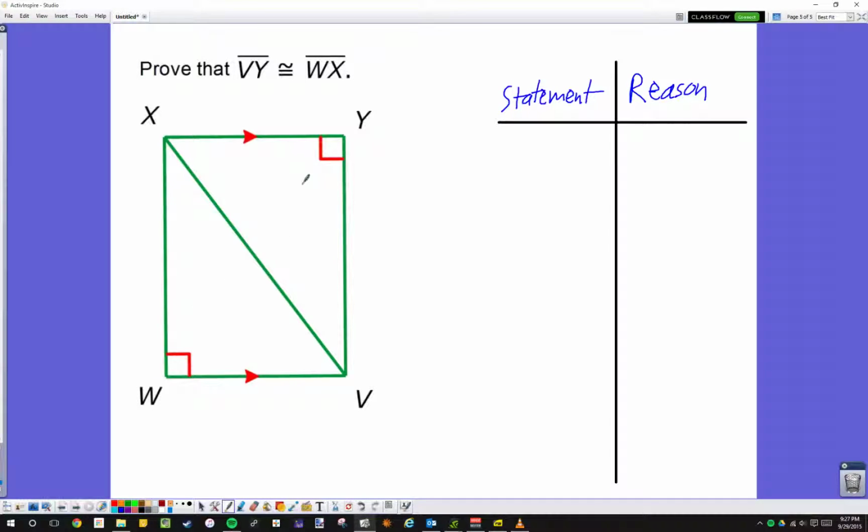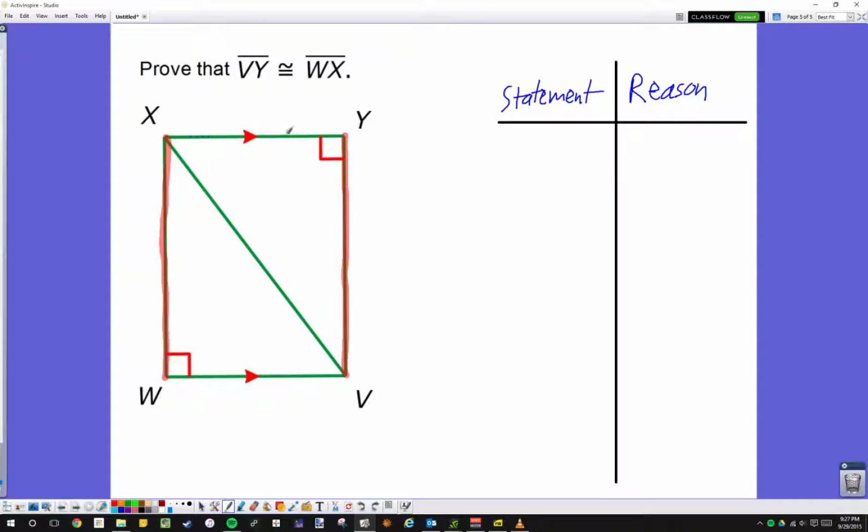Okay, we're gonna try one more for tonight. Our goal here is to prove that VY, which I will highlight, which is this guy here, is congruent to WX, which is this one here. That is our goal. Okay, so let's write down some information that we know is true, that we're given.